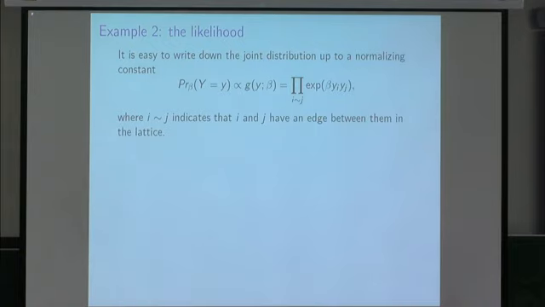I'll call g of y and beta, which is just a product over pairs i and j, which have an edge between them in the grid. And the terms look like e to the beta times y_i y_j. So that thing's fine, that's very easy to write down.